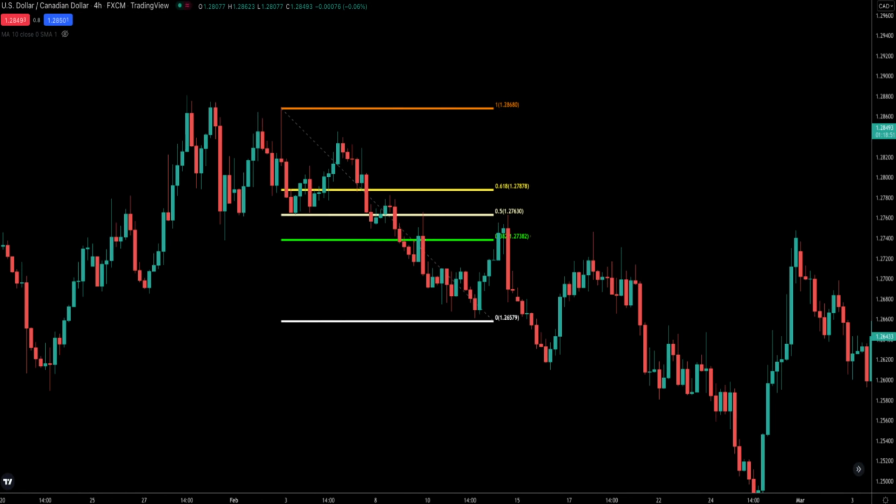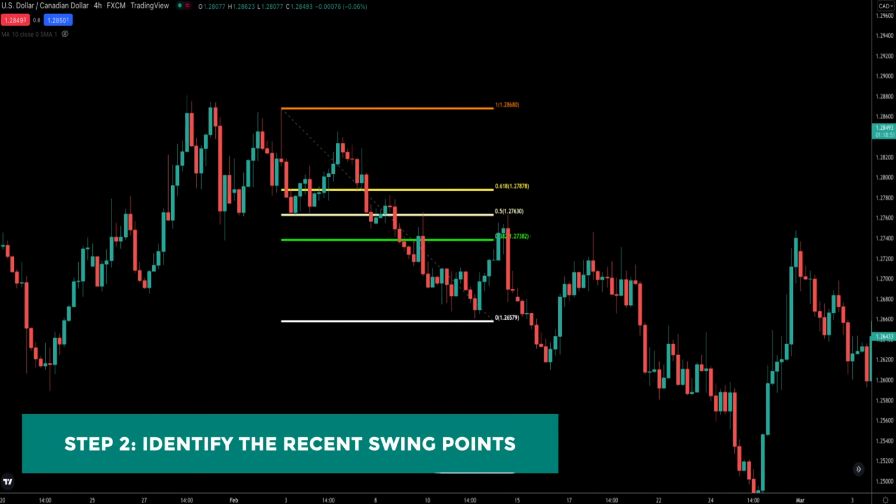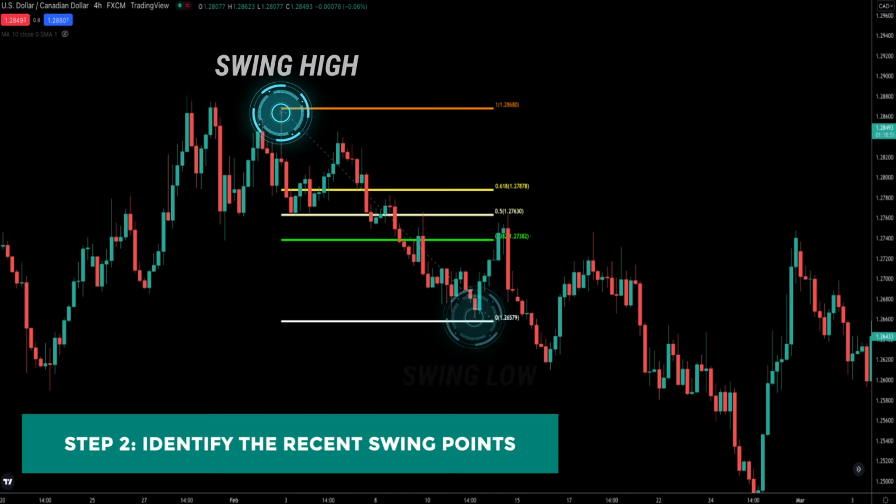Step number 2. Identify the recent swing points. Swing points are swing highs and lows. You need to identify the swing points relevant to the time frame you are trading because they will help us plot the Fibonacci tool correctly.